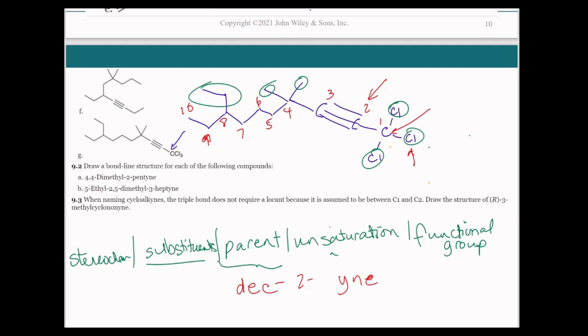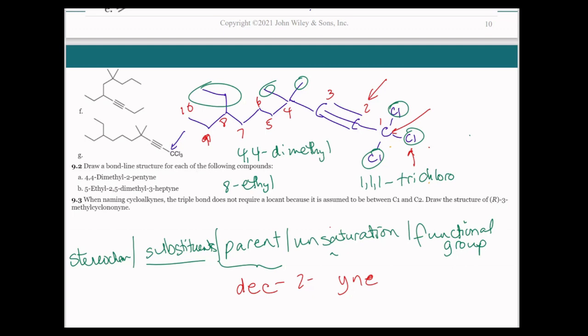Okay. So the 3 chlorines are at carbon number 1, so that would be 1, 1, 1. You have to put the 1 three times. Trichloro, okay, and then we have 4,4-dimethyl, right, and then we have 8-ethyl.